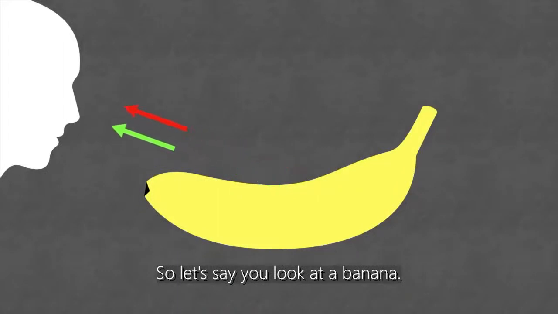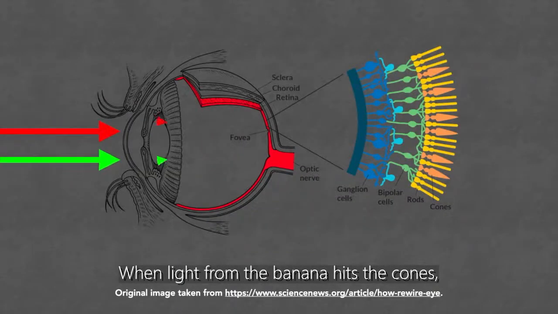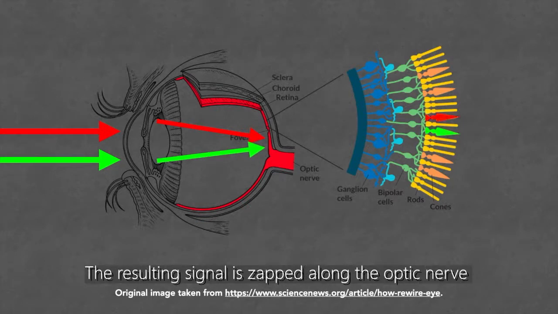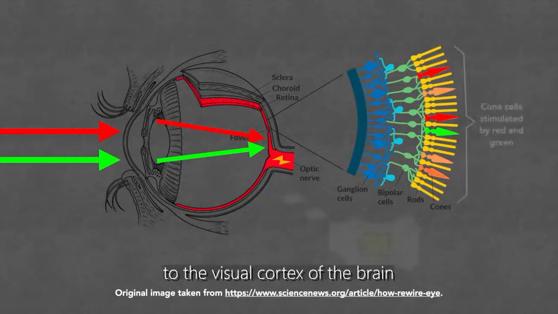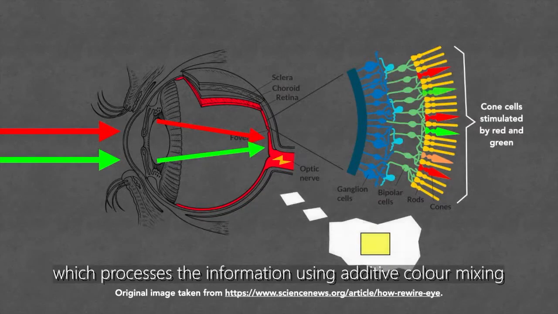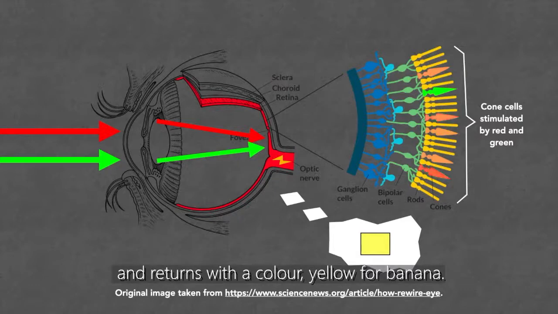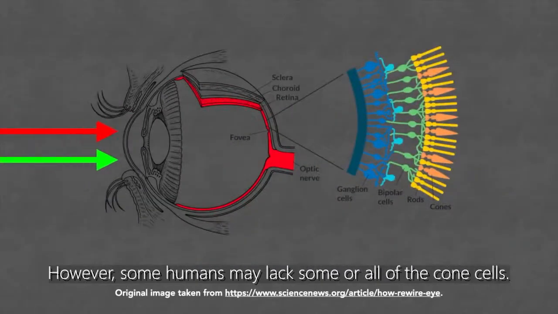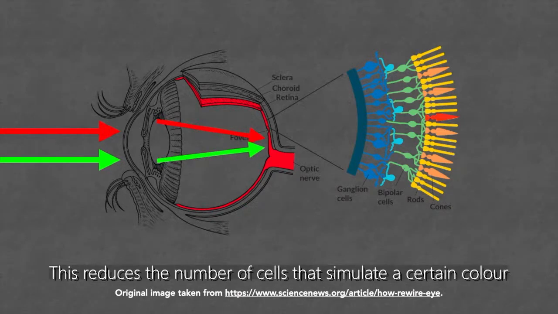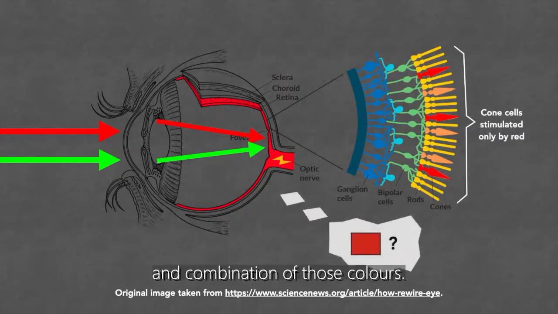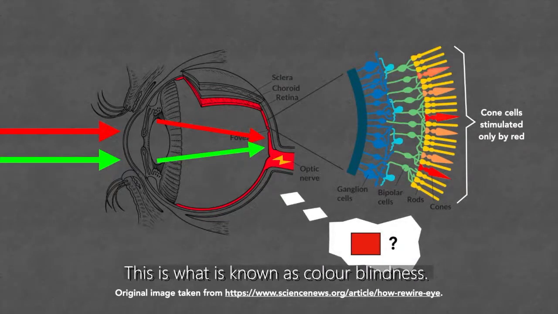So let's say you look at a banana. When light from the banana hits the cones, it stimulates them to varying degrees. The resulting signal is zapped along the optic nerve to the visual cortex of the brain, which processes the information using additive color mixing based on the cone cells that are stimulated and returns a color, yellow for banana. However, some humans may lack some or all of the cone cells. This reduces the number of cells that respond to a certain color, thus making it harder for them to see those colors and combinations of those colors. This is what is known as color blindness.